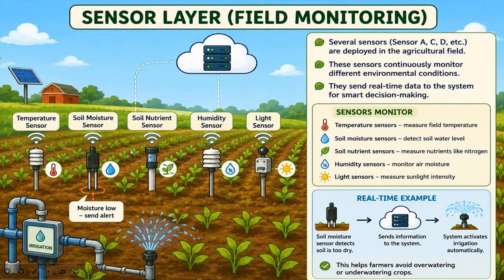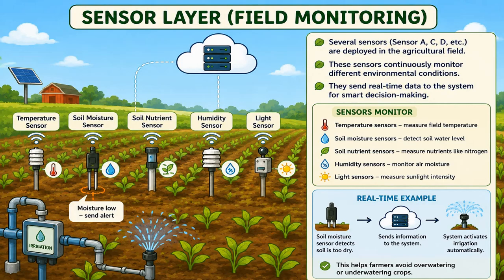Now here you can see there are different types of sensors which are used for different purposes. You have the temperature sensor, which measures the temperature of the field and helps the farmers know whether the weather conditions are suitable for crop growth. Then you have the soil moisture sensor, which measures the amount of water present in the soil, and helps determine when irrigation is needed. Then comes the soil nutrient sensor, which detects important nutrients such as nitrogen, phosphorus, and potassium in the soil, and it helps the farmers apply the right amount of fertilizer.